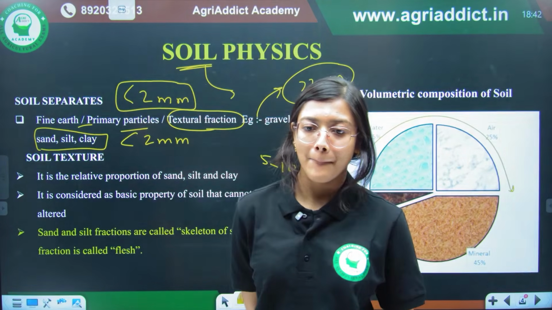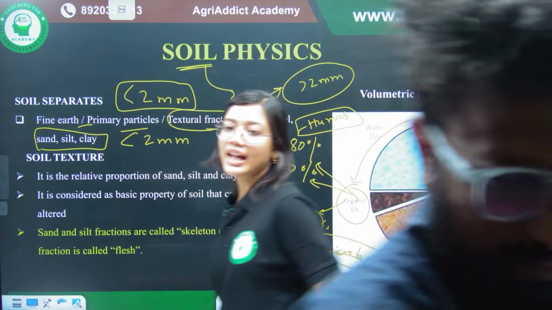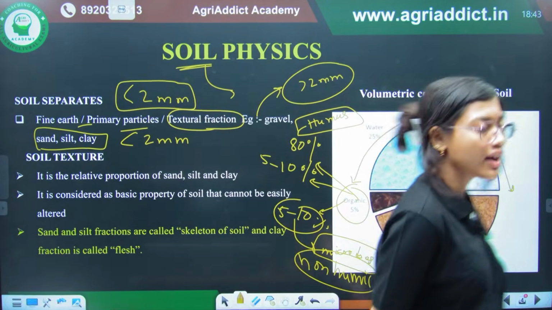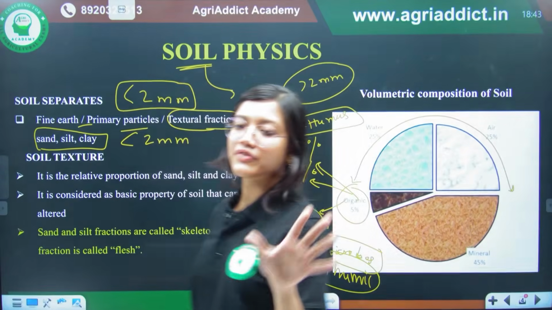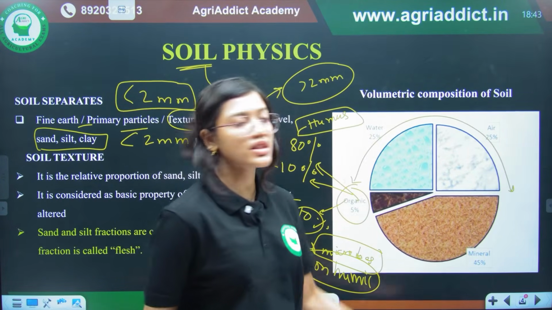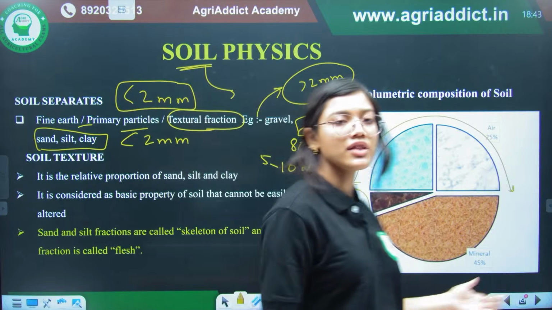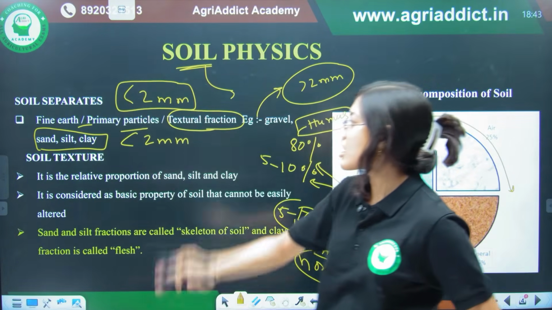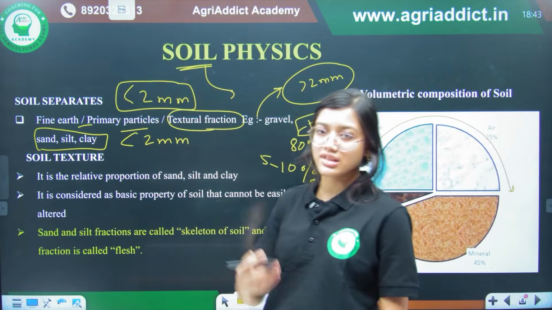So we were seeing the different composition, or the volumetric composition, of our soil, and with that we had learned that 50% of our soil is composed of mineral matter. Within that mineral matter, this 45% is very important, as it is constituting all the soil separates. Now the first thing is your soil texture that you should know.